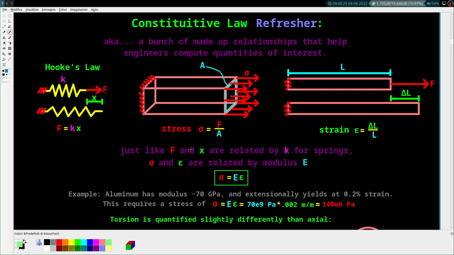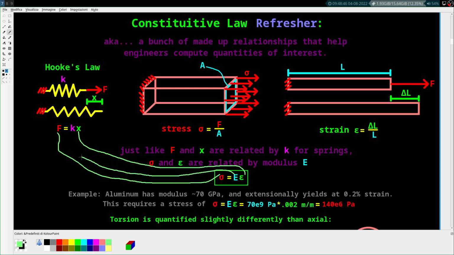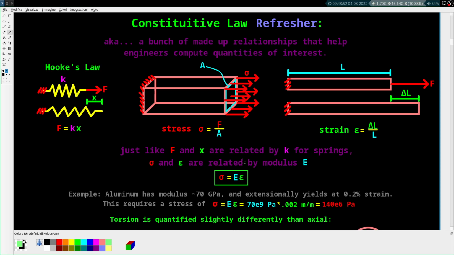So just like F and X can be related by the spring constant K, you can also relate stress and strain by the modulus E. It's called an elastic modulus, and it's exactly the same format as this. You can see we have this is the dimensionalized force thing, this is like the normalized dimensionalized strain thing, and this is sort of a material geometrically normalized stiffness thing. So that's all what that is.